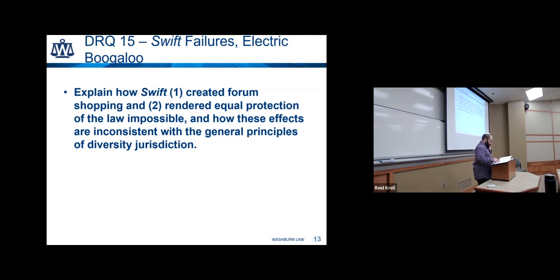All right. So what questions do we have here? Do we understand why the Swift regime was problematic from this sort of due process, equal protection perspective?